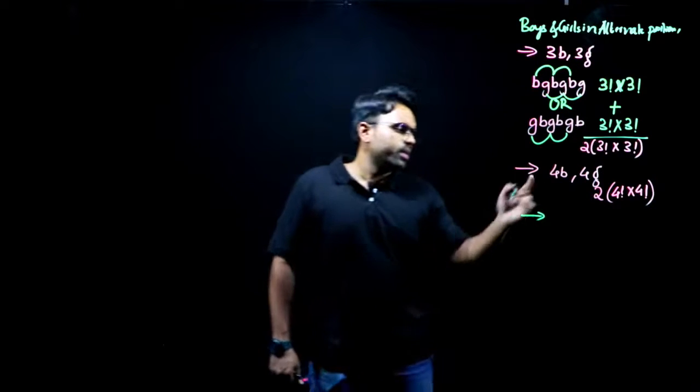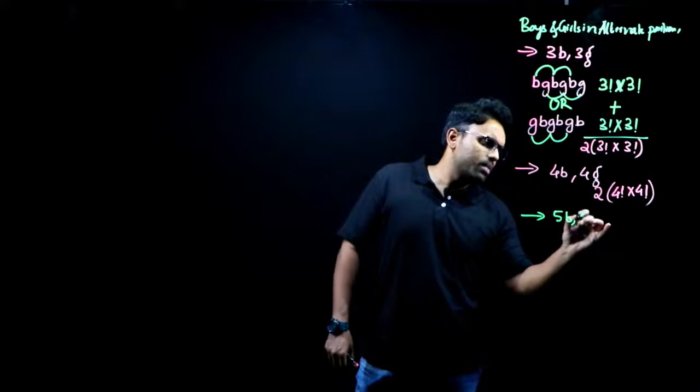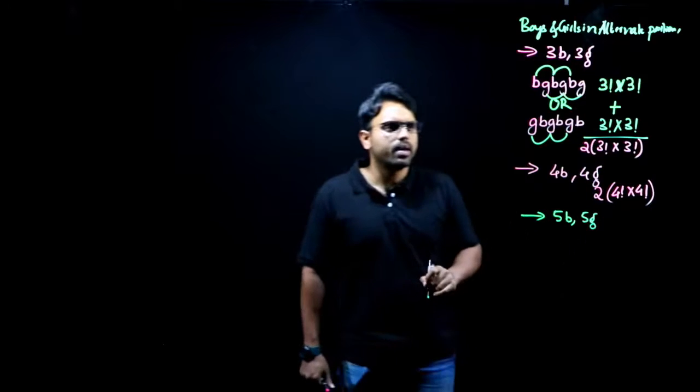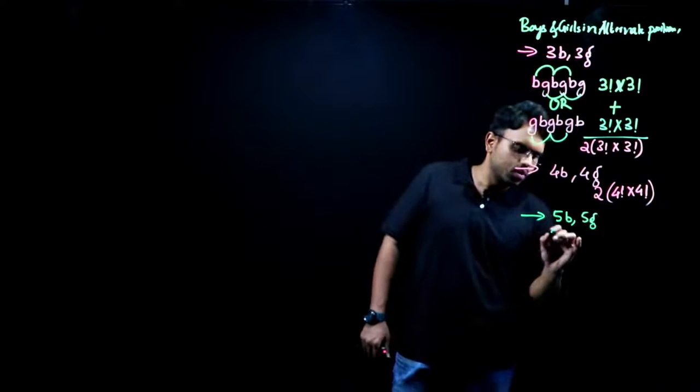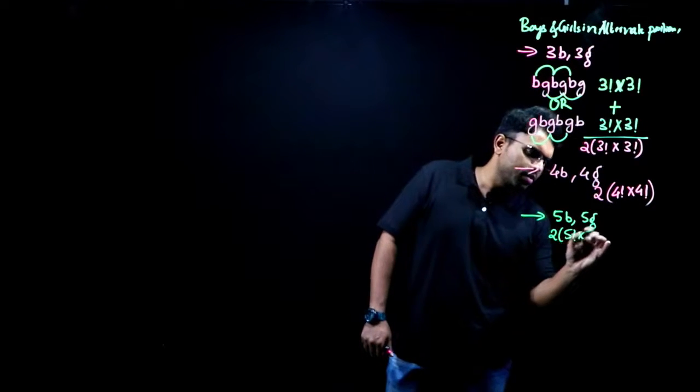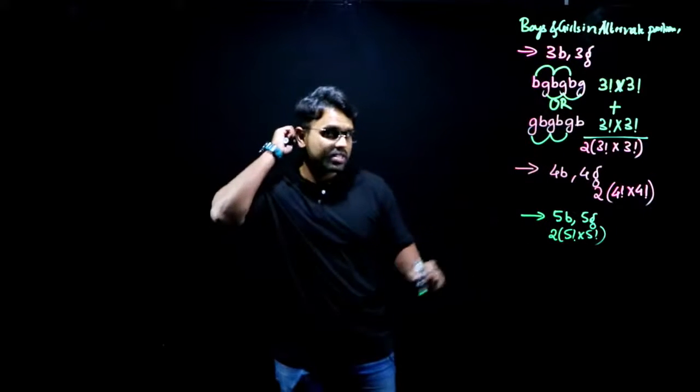Now, if there are 5 boys and 5 girls, answer me quickly. 5 boys and 5 girls, what will be our answer? Alternate position. 2 times 5 factorial into 5 factorial. Many interesting questions are coming more now.